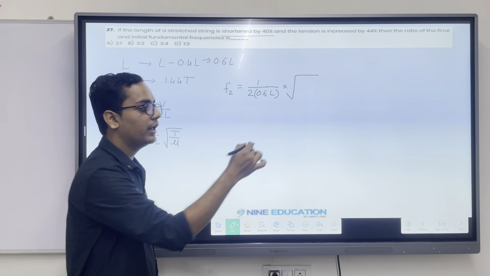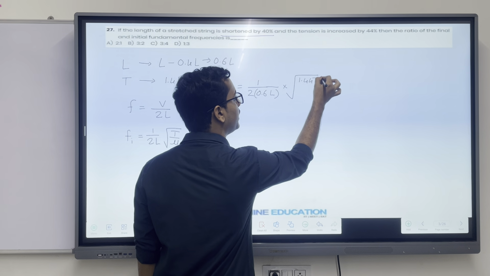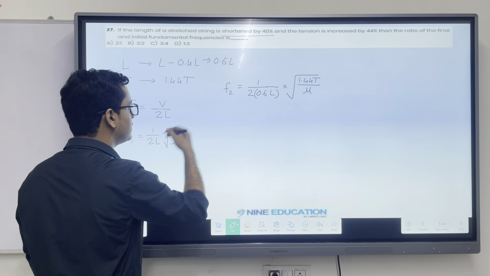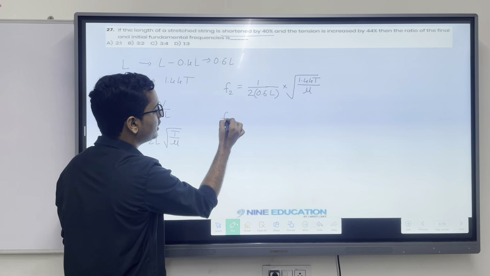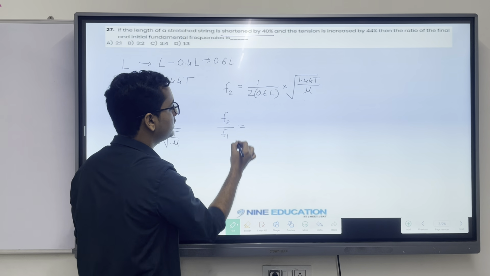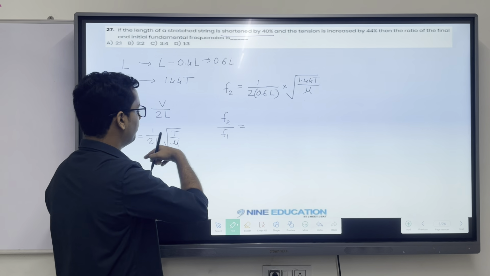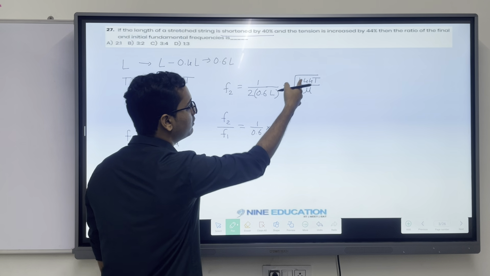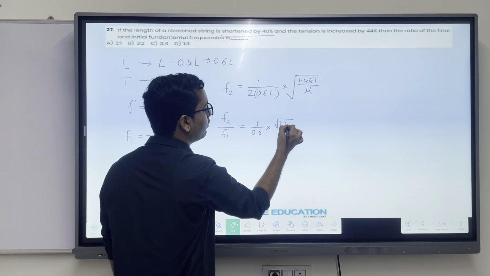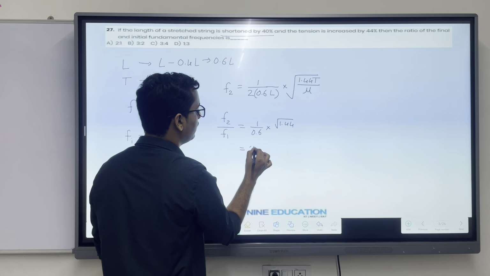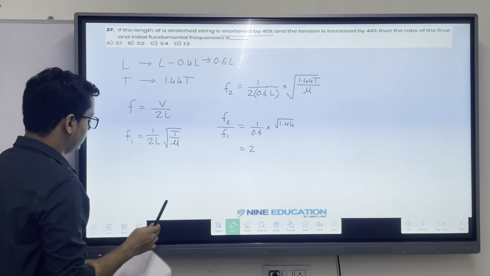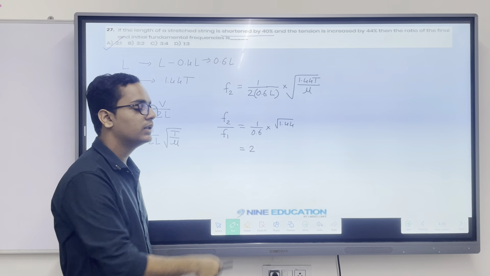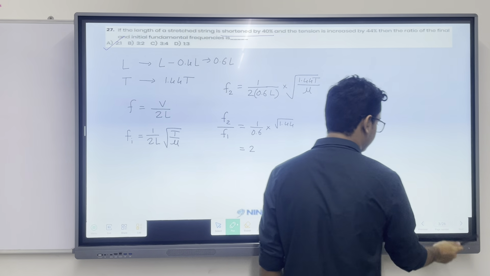What is the new tension? New tension is 1.44 T divided by mu. The linear mass density is the same. So just divide it slowly, final by initial. So you have to do f2 by f1, which is nothing but, so 1 by 2L is cancelled. You are getting 1 by 0.6 into square root of 1.44, which is 1.2. This is nothing but 2. Okay, so the correct answer is 2 is to 1, final by initial.